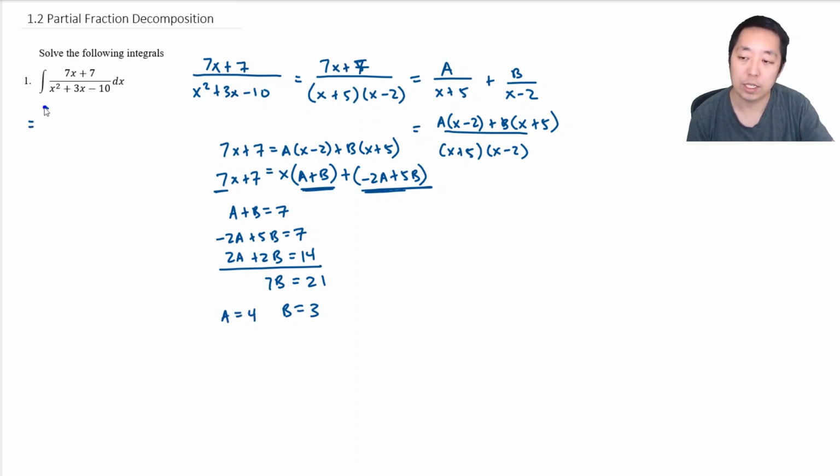So then this becomes the integral of 4 over x plus 5 plus 3 over x minus 2, because that's what A and B were, dx. And these are each natural log, right? This is 4 natural log absolute value of x plus 5, plus 3 natural log absolute value of x minus 2, plus C.